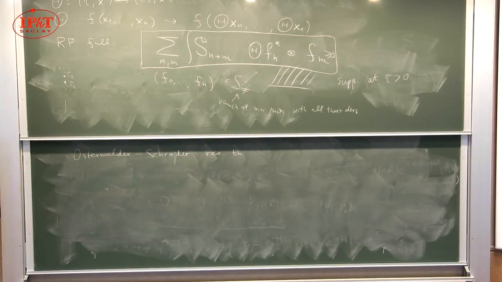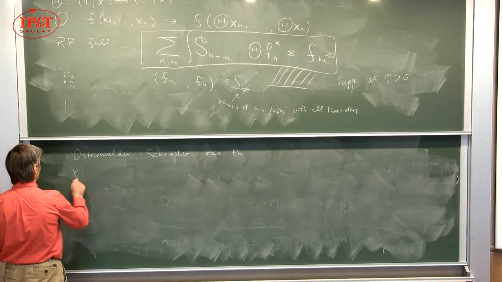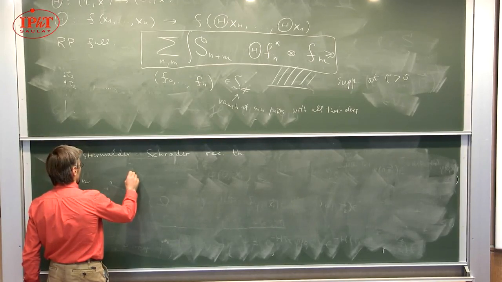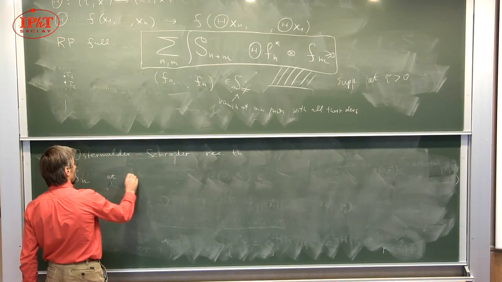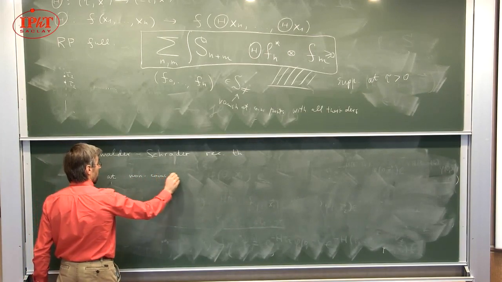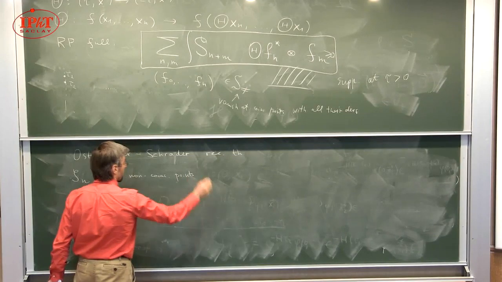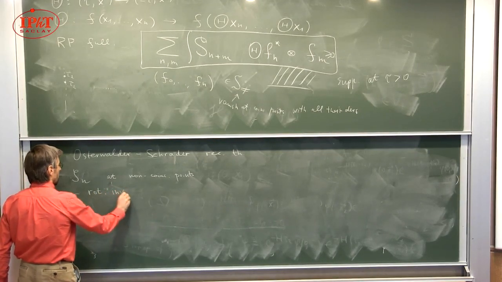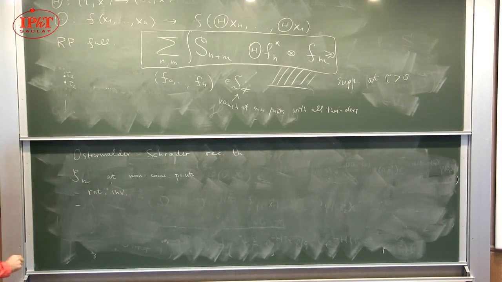which says basically this: if you take a collection of Schwinger functions which satisfy rotation invariance, so Schwinger functions at non-coincident points, and they have to be distributions at non-coincident points and everything, and reflection positivity.